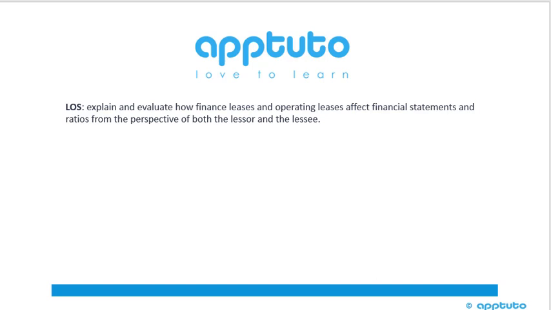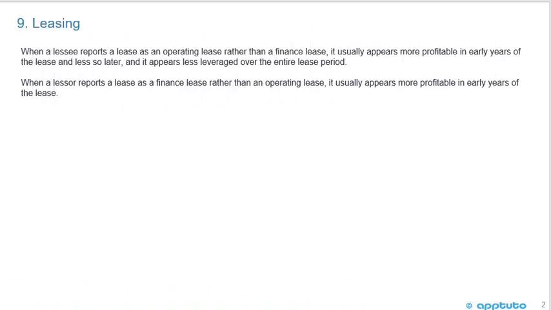This LOS is explain and evaluate how finance leases and operating leases affect financial statements and ratios from the perspective of both the lessor and the lessee. Leasing. When a lessee reports a lease as an operating lease rather than a finance lease, it usually appears more profitable in early years of the lease and less so later, and it appears less leveraged over the entire lease period. When a lessor reports a lease as a finance lease rather than an operating lease, it usually appears more profitable in early years of the lease.